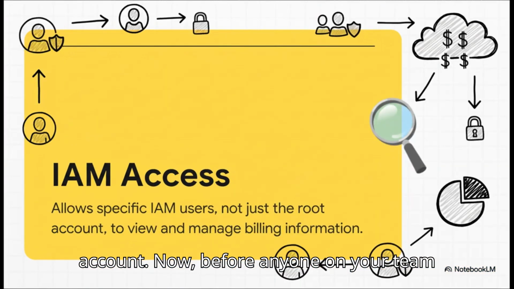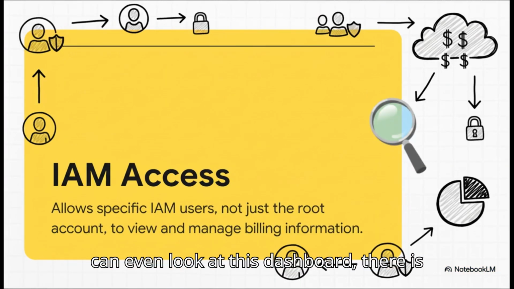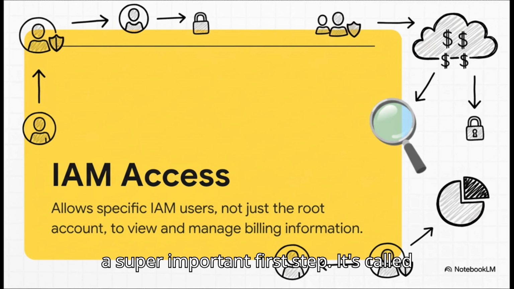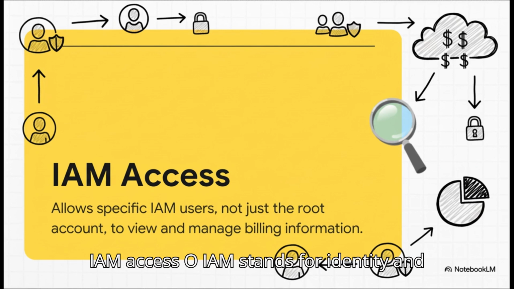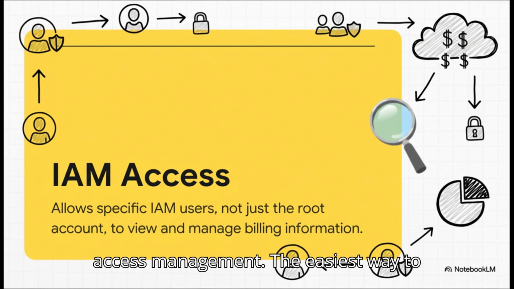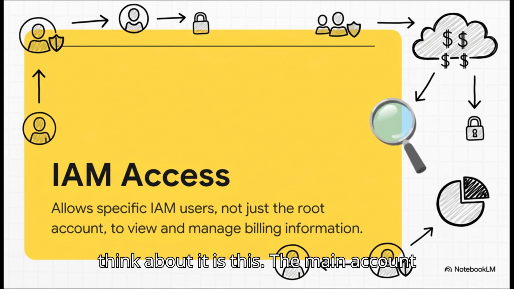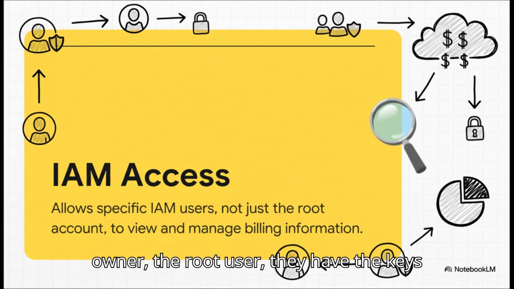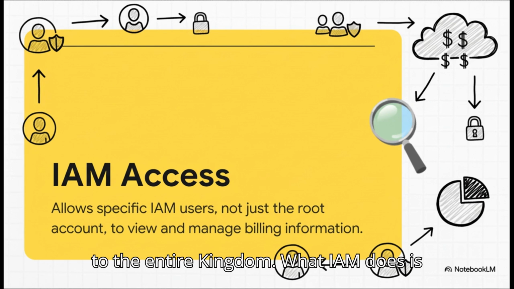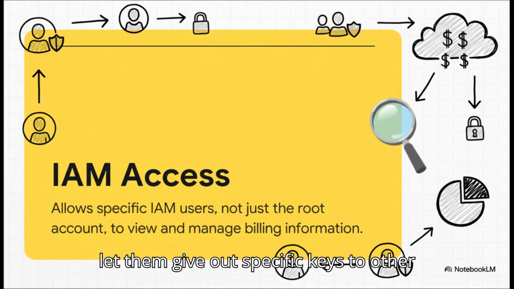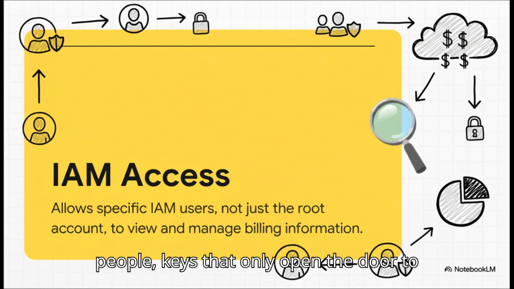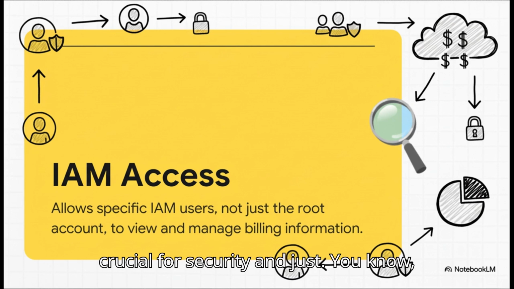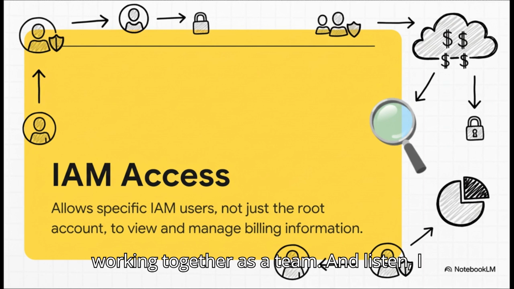Now, before anyone on your team can even look at this dashboard, there's a super important first step. It's called IAM access. IAM stands for Identity and Access Management. The easiest way to think about it is this. The main account owner, the root user, has the keys to the entire kingdom. What IAM does is let them give out specific keys to other people, keys that only open the door to the billing information. It's absolutely crucial for security and for working together as a team.